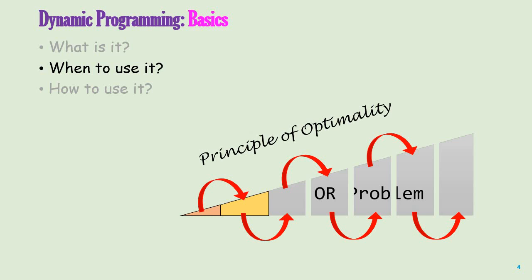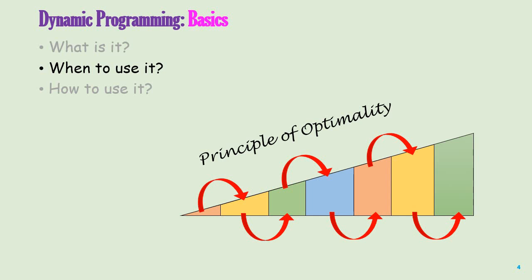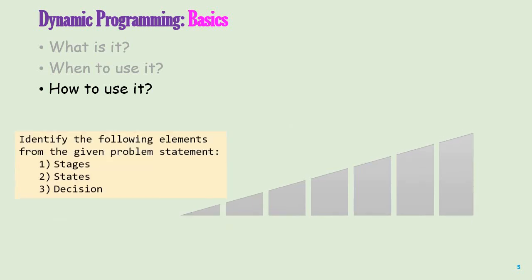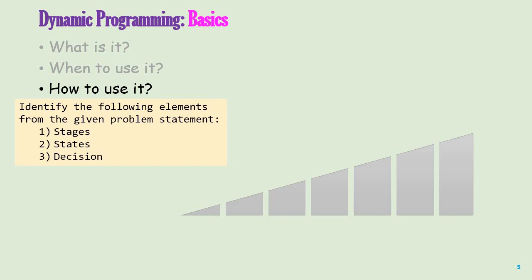Now continuing with this recursive method, now you have the solution of the first two problems, and then you solve the third problem. And given the solution up to the third problem, you solve the fourth problem. Similarly, you continue until you solve the overall optimization problem. And this is the dynamic programming approach. Now how to use this approach? Well, we need to identify these three elements. That is nothing but the stages, the states and the decision.